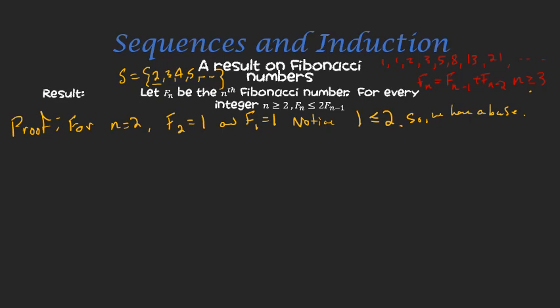All right, write our induction hypothesis. Assume for some k greater than or equal to 3, right? We can assume k is greater than or equal to 3, that f k is less than or equal to 2 times f k minus 1. What do we want to show? We want to show it holds for k plus 1.